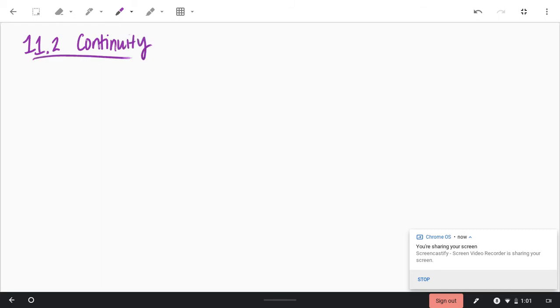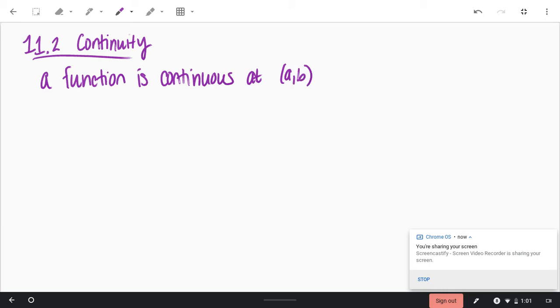Okay, so you've seen something like this before. A function is continuous at (a, b) if the limit as (x, y) approaches (a, b) of f(x, y) equals f(a, b). Okay, so the function has to exist, the limit has to exist, and the value of the function has to equal the limit. So it's the same thing as you saw in 2D.